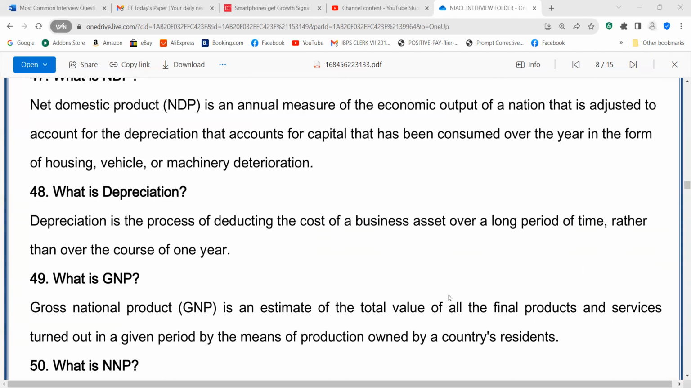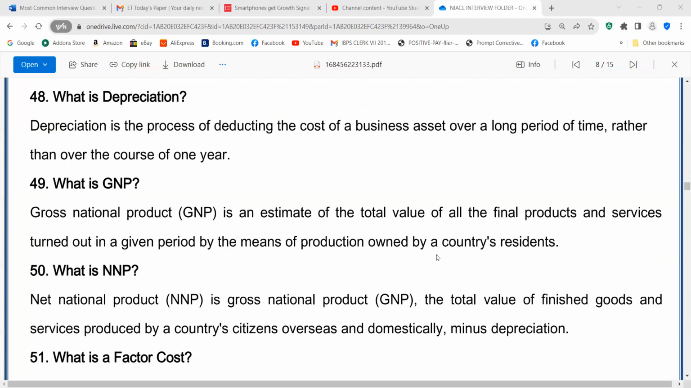Good. Continue. What is depreciation? Question number 48. Depreciation is the process of deducting the cost of a business asset over a long period of time rather than over the course of 1 year.